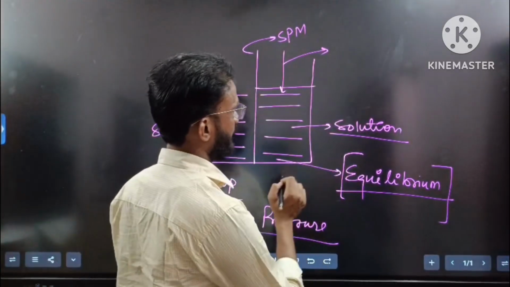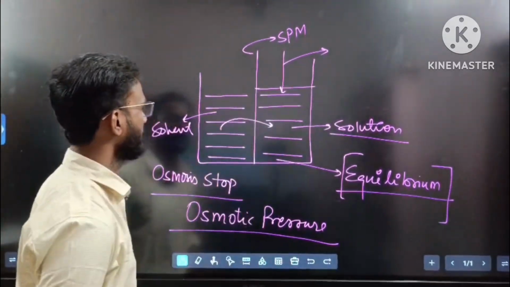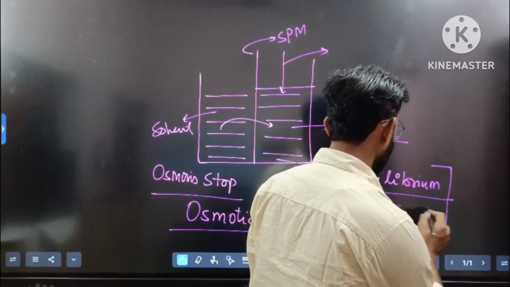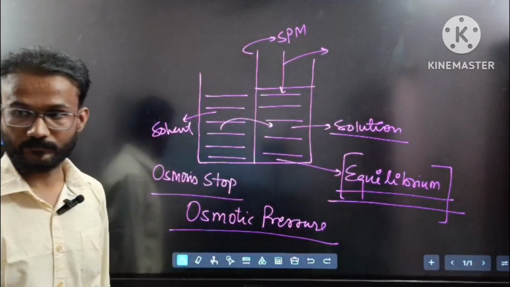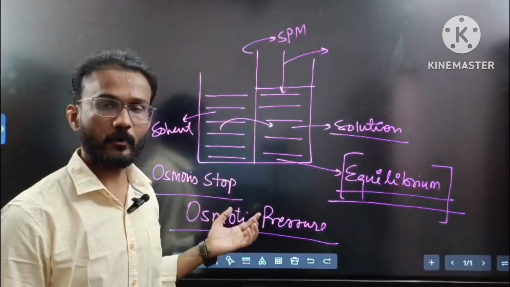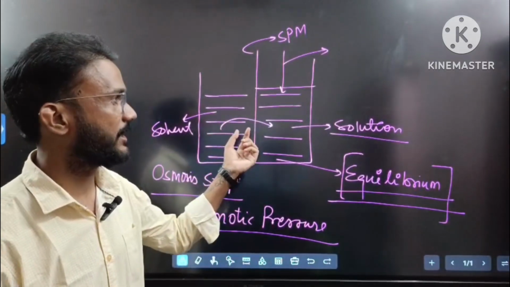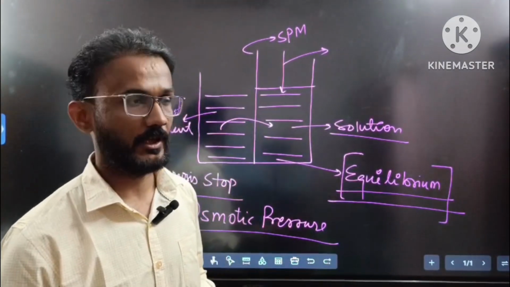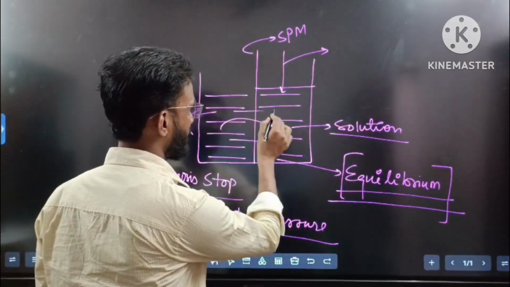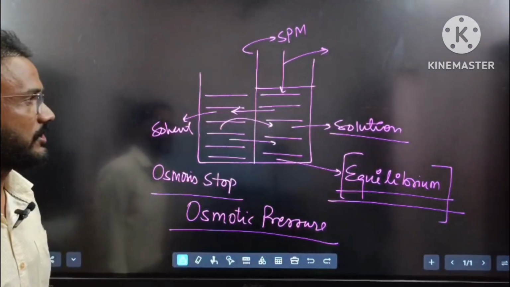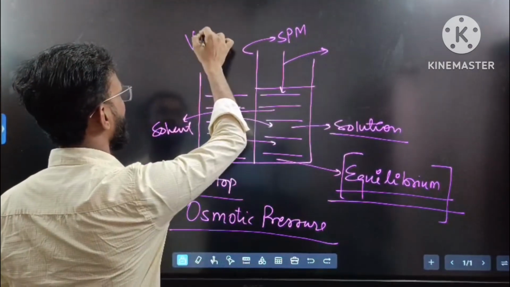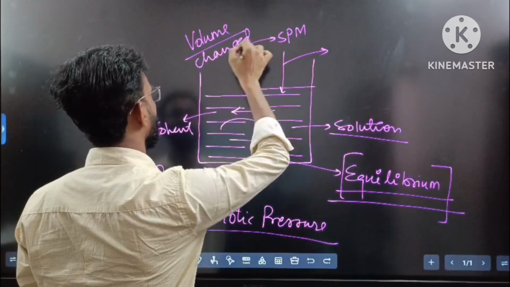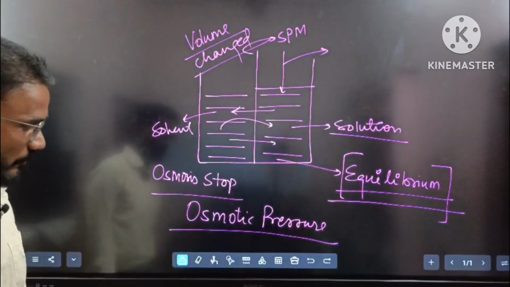At equilibrium, the net flow of solvent towards the solution is stopped. The flow of solvent particles continues in both directions, but the volume of both solutions will not change. This phenomenon is known as osmotic pressure.